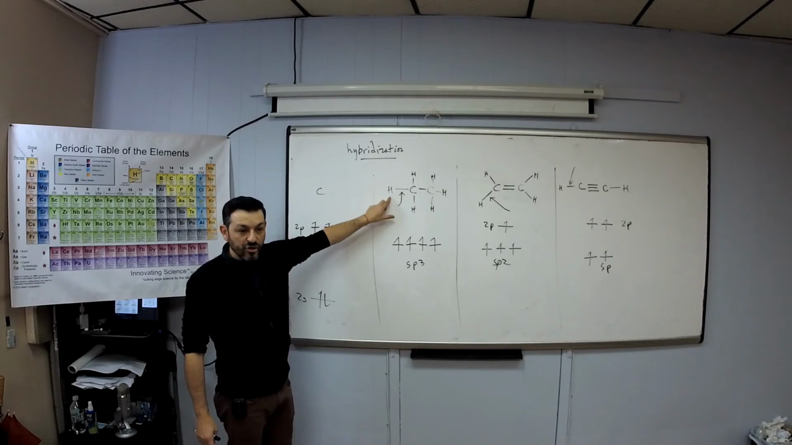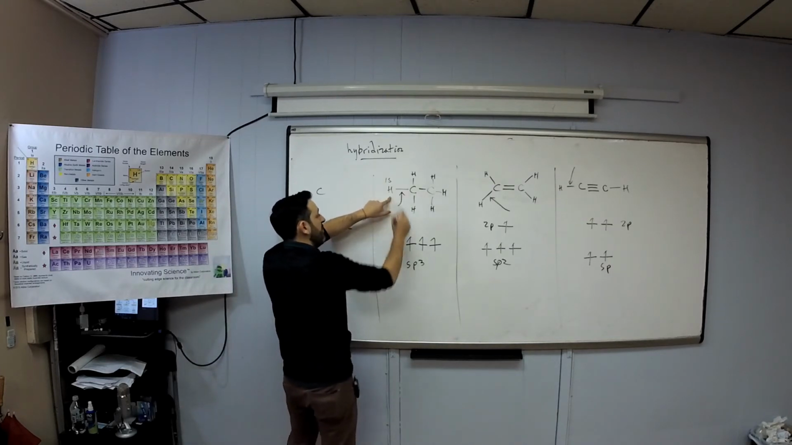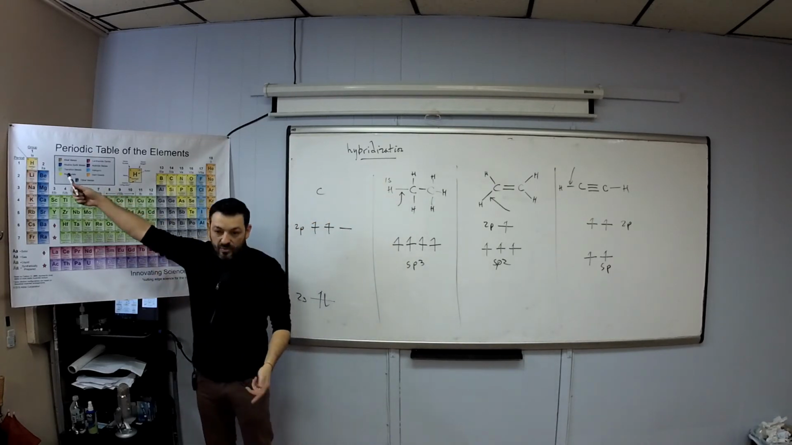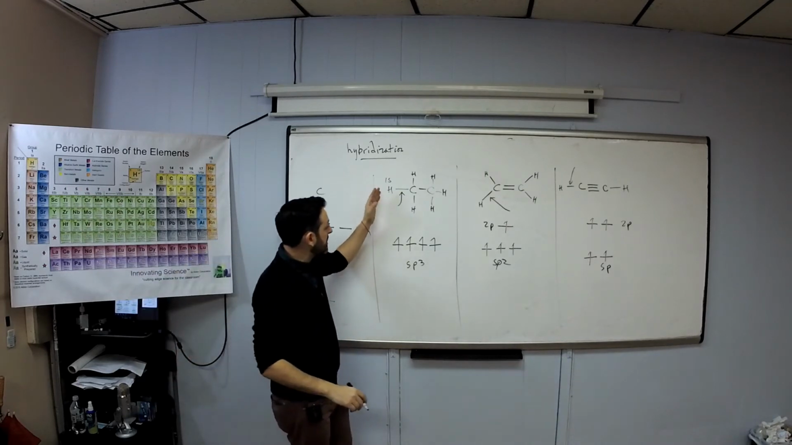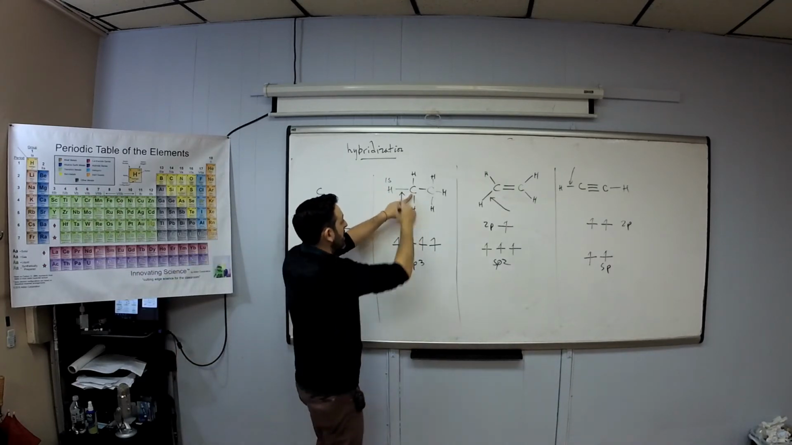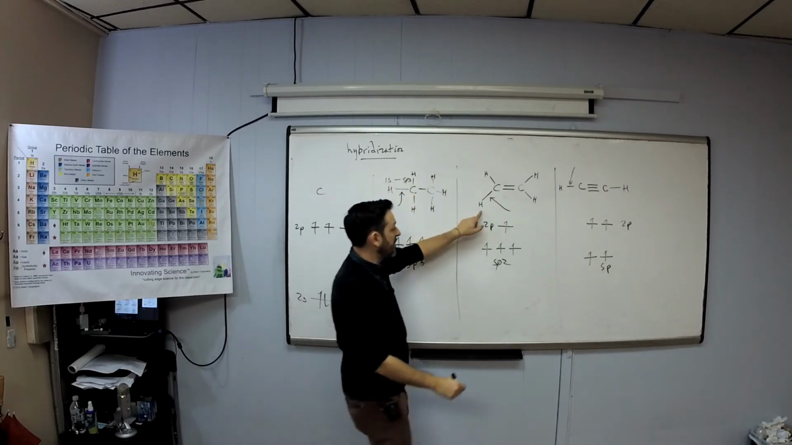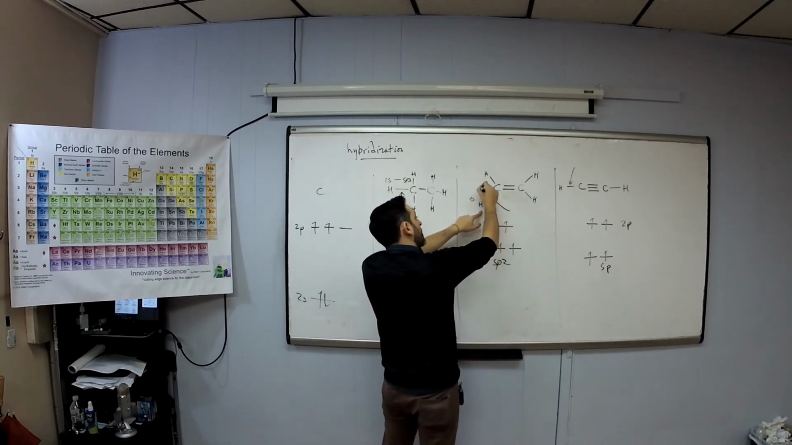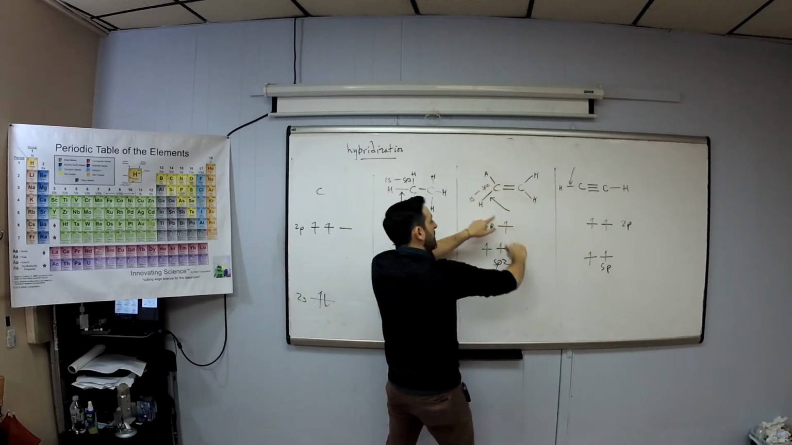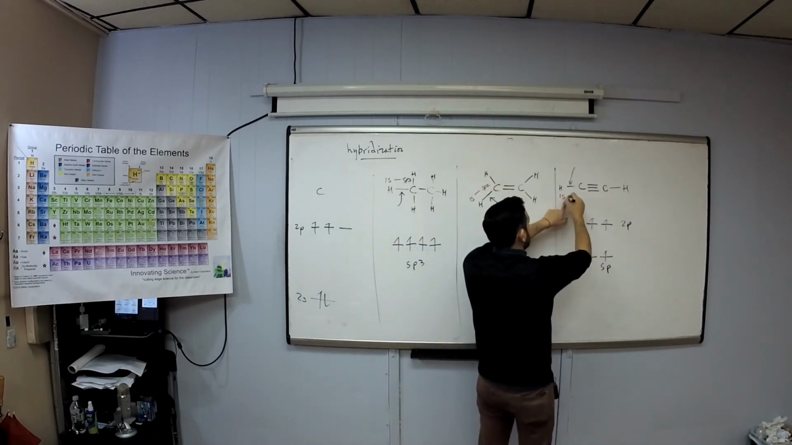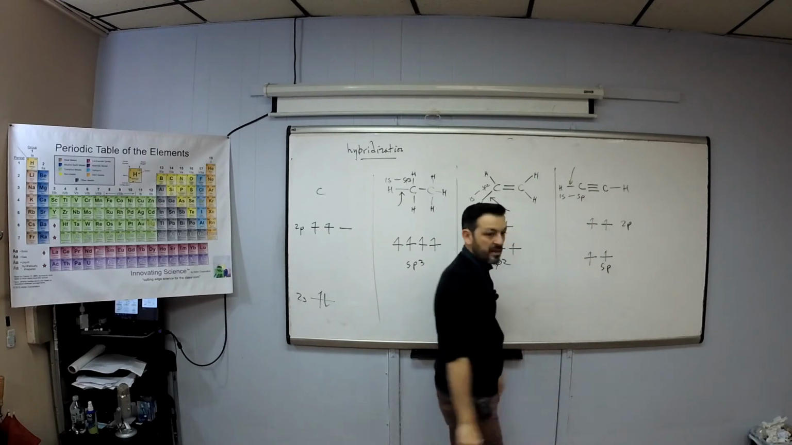Because what kind of orbital does hydrogen use? Hydrogen always uses a 1s orbital. That's the only orbital it has. But in this case, it's a connection between hydrogen's 1s and carbon's sp3. That's the connection. And here it's a connection between hydrogen's 1s and carbon's sp2. And here it's a connection between hydrogen's 1s and carbon's sp.